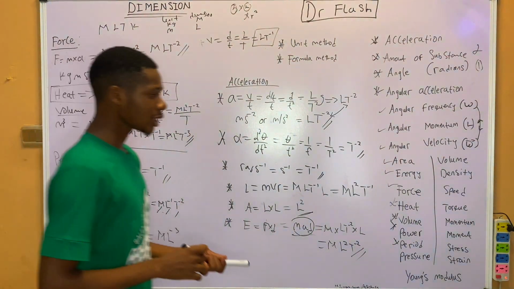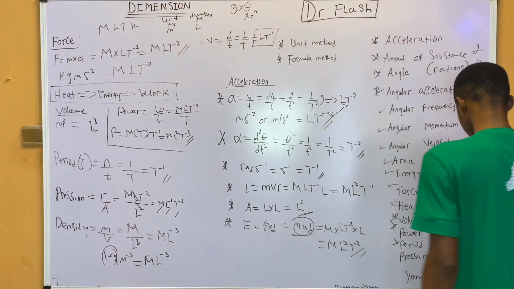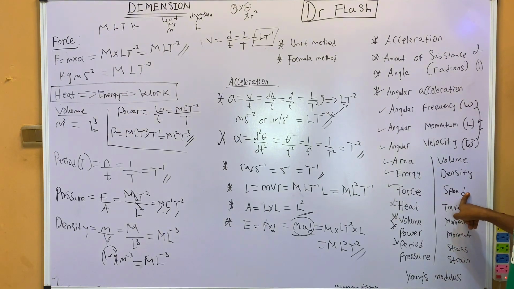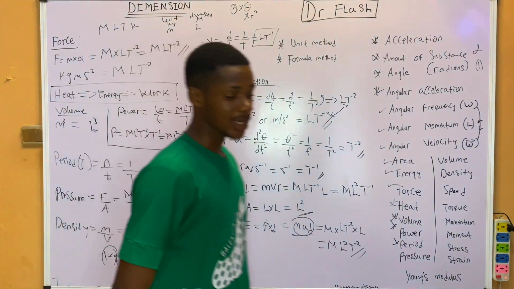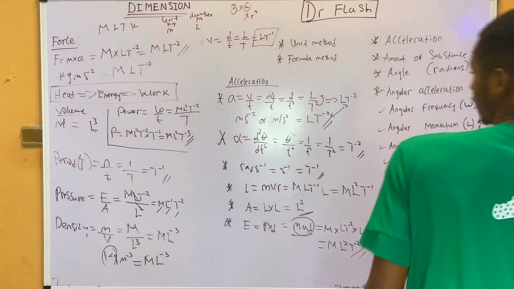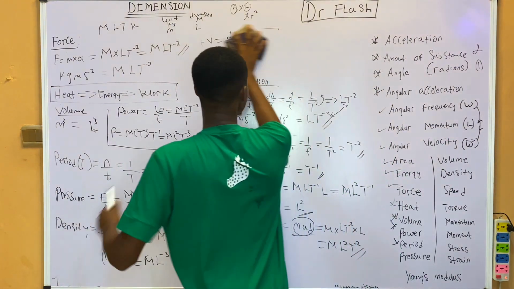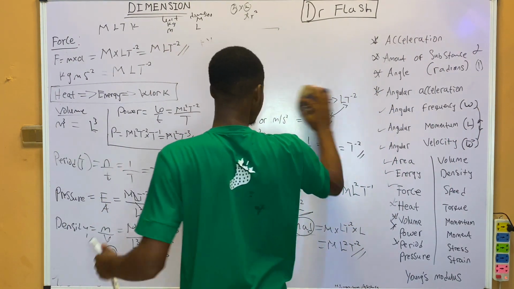Now let's move on to the next one. The next one on the board is speed. Now speed is actually a scalar quantity while velocity is a vector quantity. They have the same dimension. The only difference is that one is a scalar and one is a vector. That's the difference between speed and velocity.